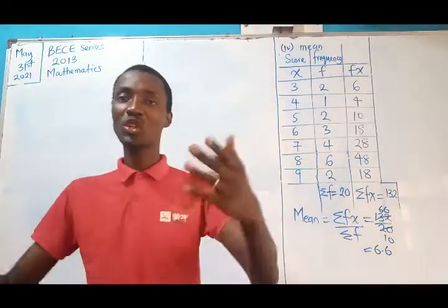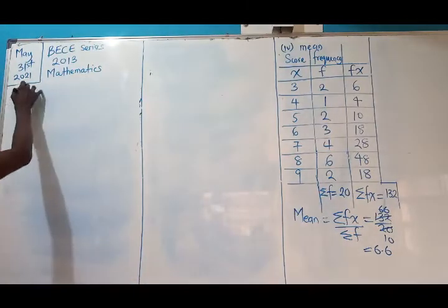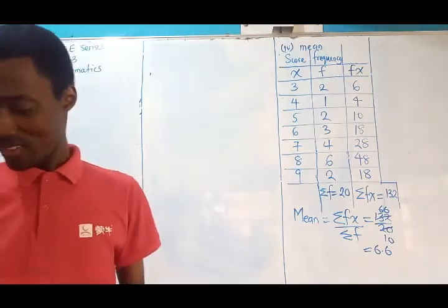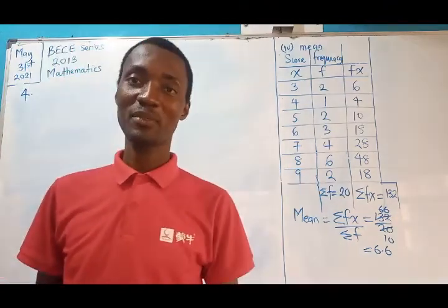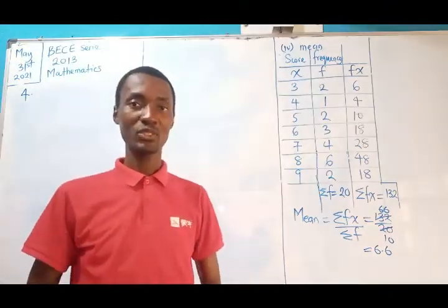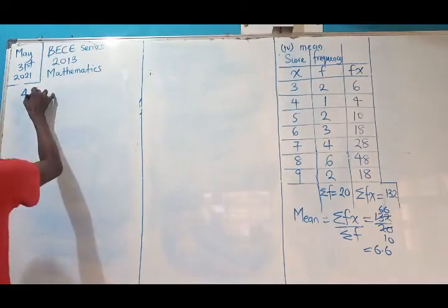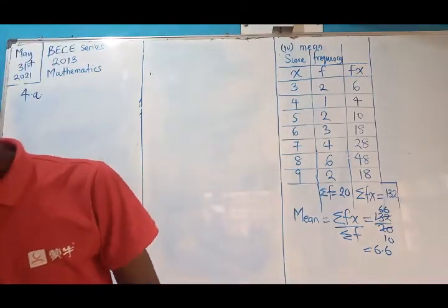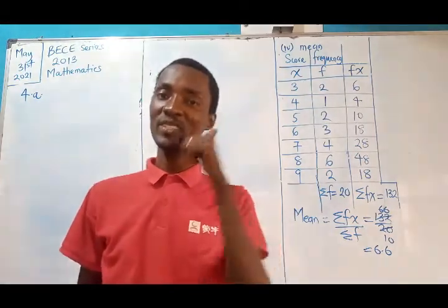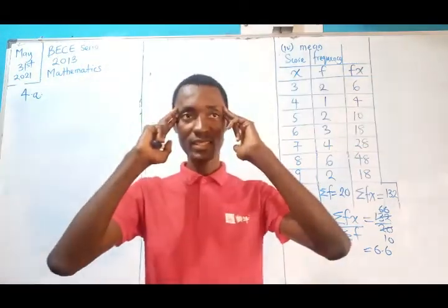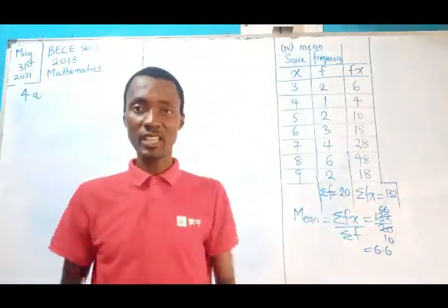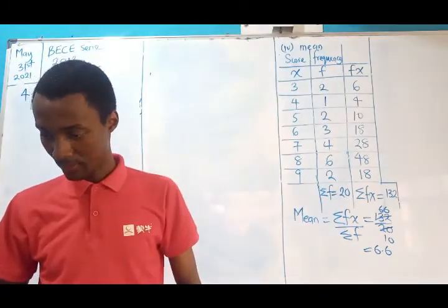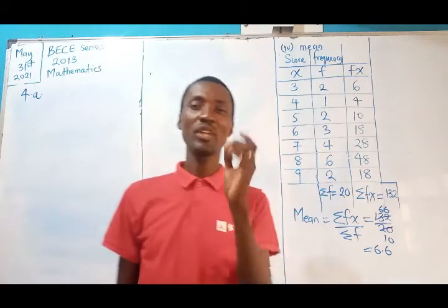Okay, so we go to question number 4. In question number 4, there are 2 questions there. Question 4a and 4b. So let's see what 4a has for us. The circumference of a circle. Now look at this. The circumference of a circle is 88 centimeters. What is the radius?